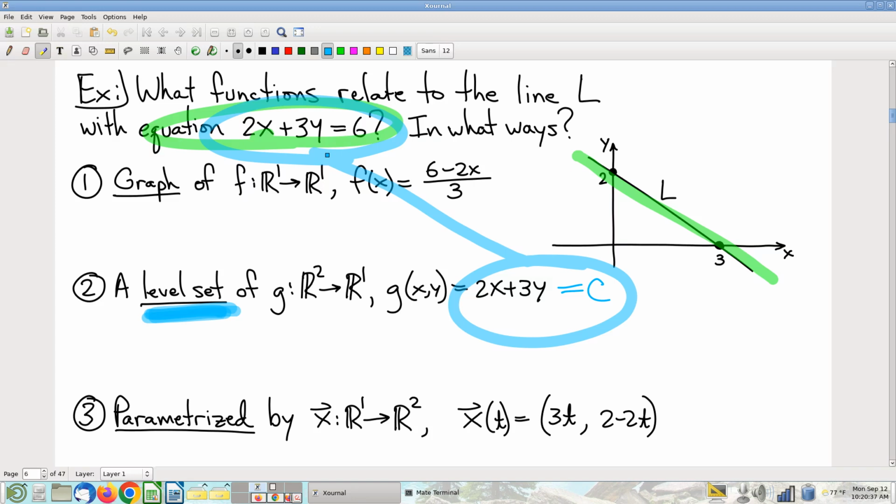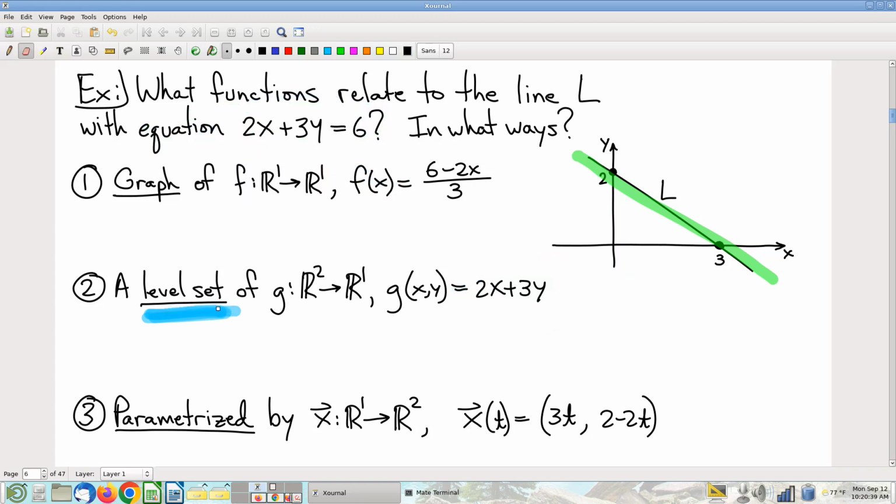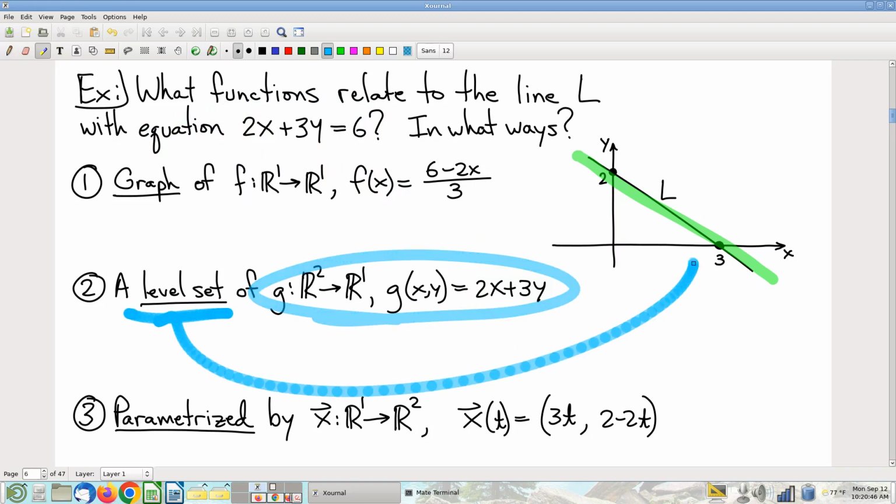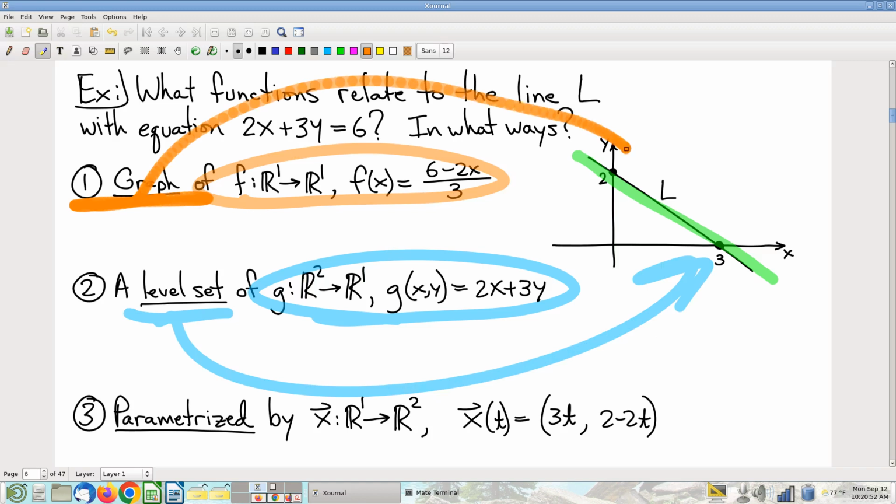But notice now in particular, these two functions are different. Right? The function whose level set is the curve, the function whose graph is the curve. Same curve, different functions. Is everybody happy? Everybody see what I'm talking about?